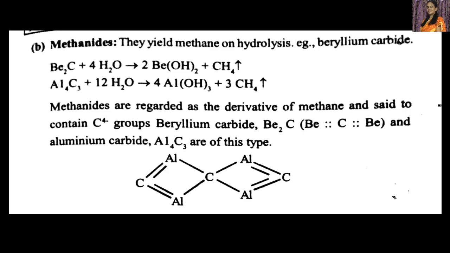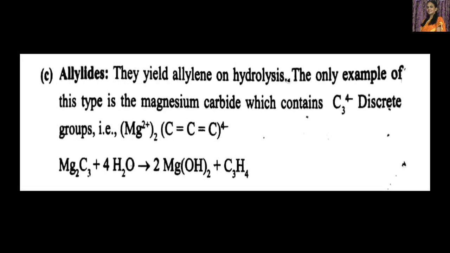The next type of ionic carbides are allylides. Allylides are the ionic carbides which produce allylene on hydrolysis. The only example of an allylide is magnesium carbide, Mg2C3.